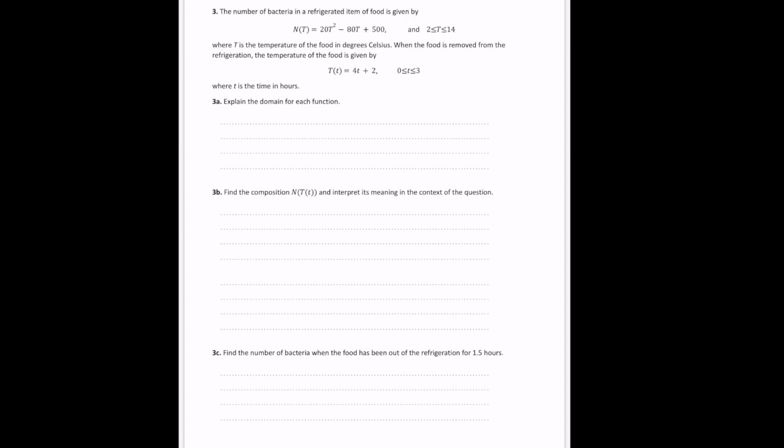So when we're explaining the domain of each function, for the first one here, we're saying that it's between 2 and 14. So that suggests that the temperature of the refrigerated food is always between 2 and 14. So the temperature in a fridge is between 2 and 14. And that's then where the domain is.